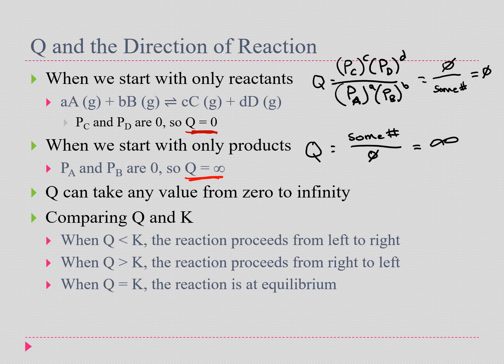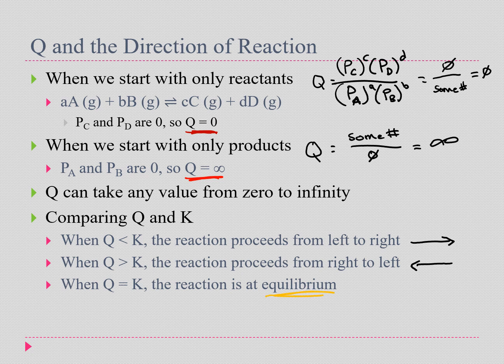And in order for us to determine the direction of our reaction, if Q is less than K, our reaction is going to proceed towards producing products. So if Q is less than K, then our reaction proceeds to the right. If Q is greater than K, our reaction is going to go back towards making more reactants. And if Q is equal to K, then we're at equilibrium.